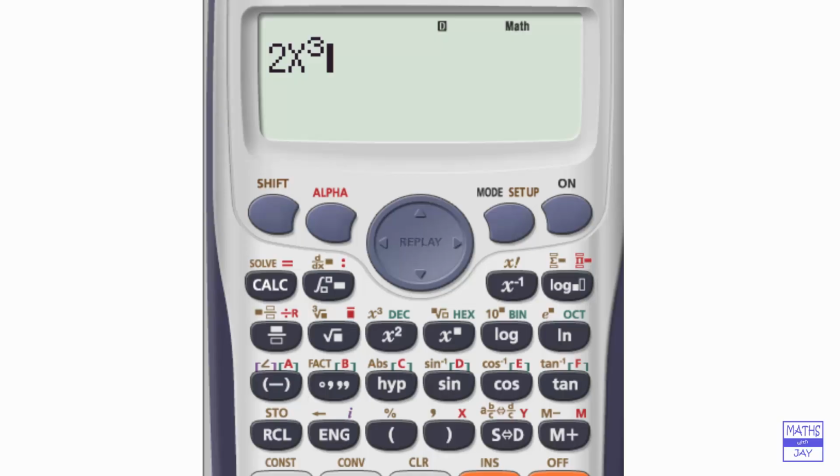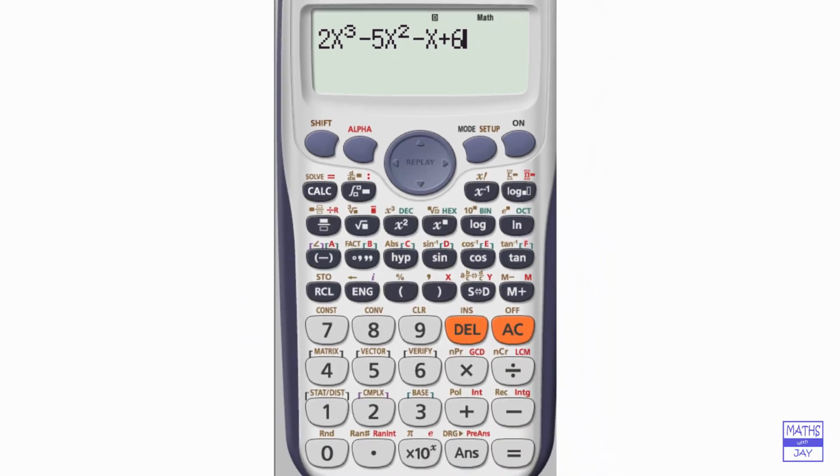And then let's have minus 5x squared. So again, remember we need alpha before we do the x there, and we've got a squared button on there. And then we'll have minus x, so alpha x again, and plus 6. So here we've got a cubic function, and we want to evaluate it for however many values of x.